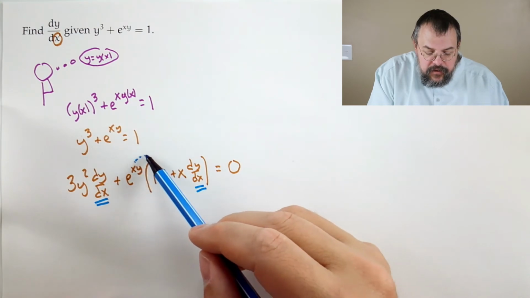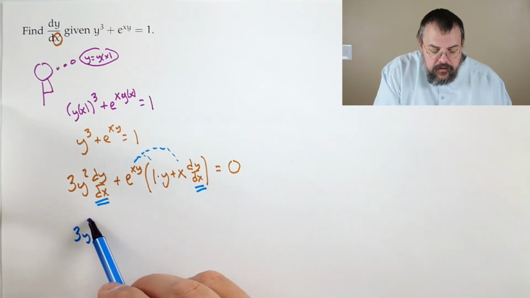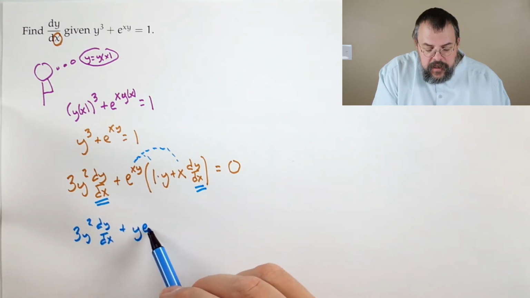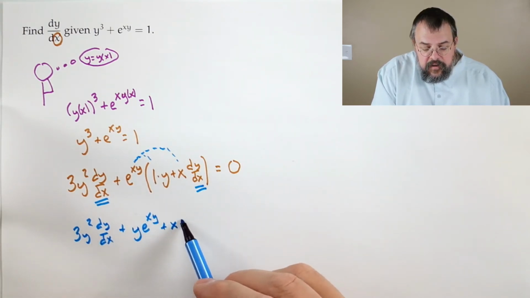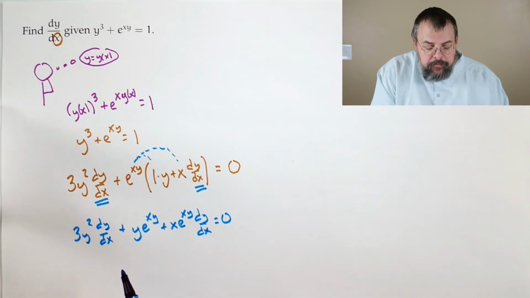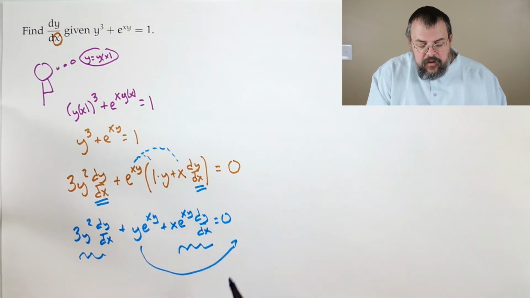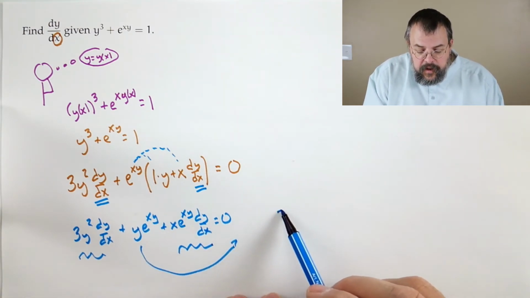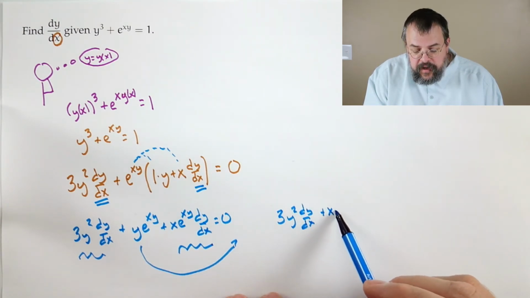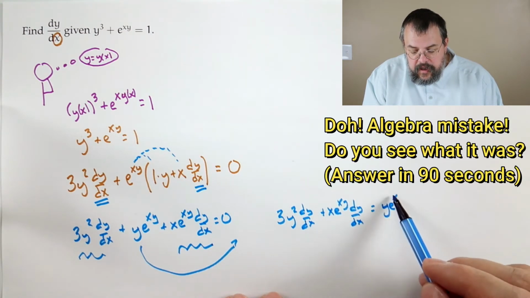So I'm going to multiply this through and we get 3y squared dy/dx plus, here we'll have y e to the xy plus x e to the xy dy/dx equals 0. Now, we're going to keep the terms with dy/dx on one side. The term without dy/dx goes across. So we'll get to the stage where we have 3y squared dy/dx plus x e to the xy dy/dx is equal to y e to the xy.